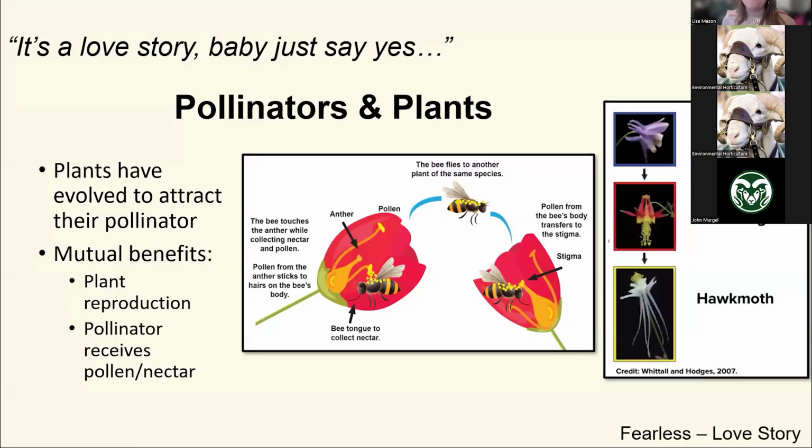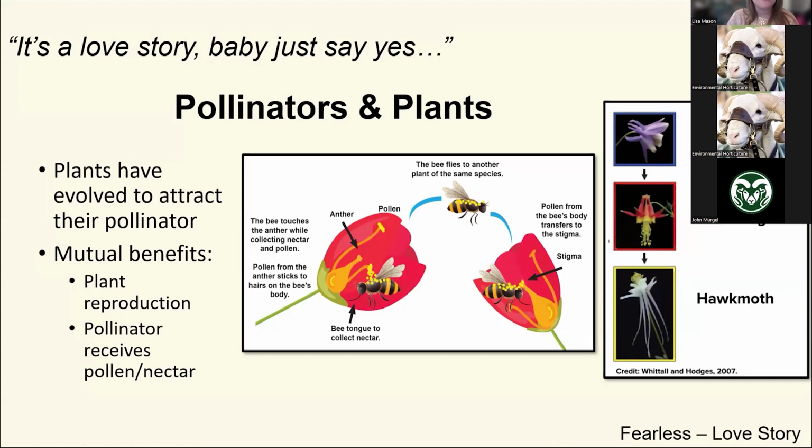So here's our first reference. It's a love story. This is a broad example of pollinators and their plants. Plants have evolved to attract their specific pollinator, and it's a mutual benefit. So the pollinator is helping facilitate that plant reproduction, and the pollinator gets that pollen and nectar reward. So in this graphic here, you see the bee. She's visiting that flower for pollen and nectar. No idea she's helping out the plants, but the plant has evolved to attract that bee.